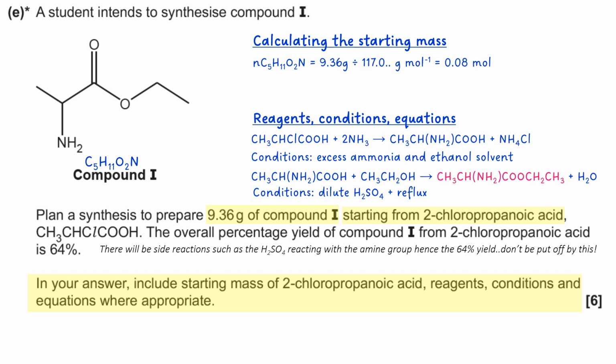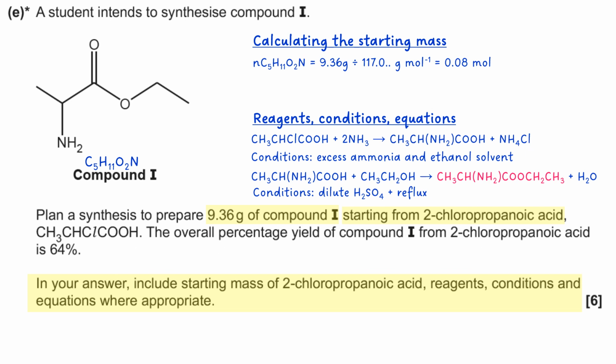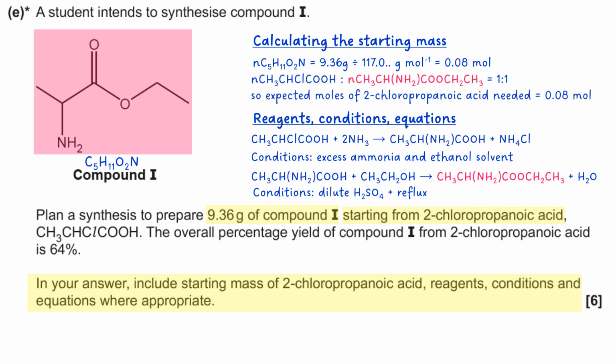So the next thing to do is to focus on compound I. You'll see that I've changed its color to pink. We want the mole ratio of our 2-chloropropanoic acid starting material to compound I. If you follow the two equations, you can see it's 1 to 1. We already worked out that the number of moles of compound I that we want to make is 0.08, so the expected moles of 2-chloropropanoic acid would be 0.08.